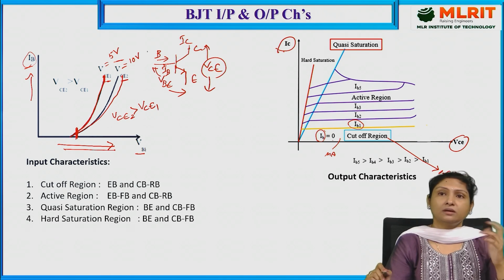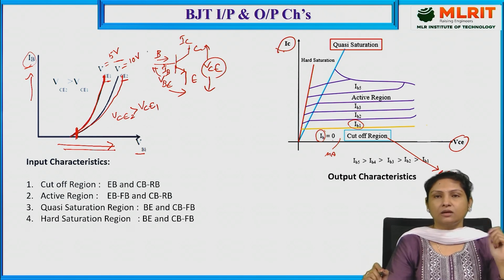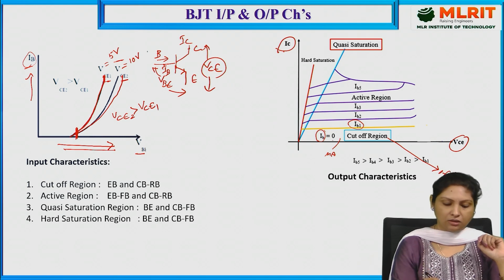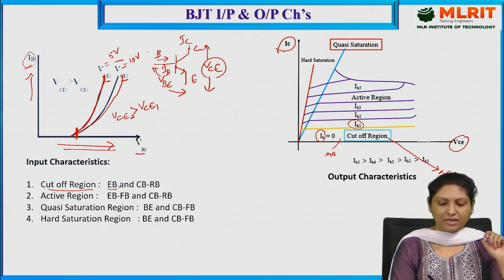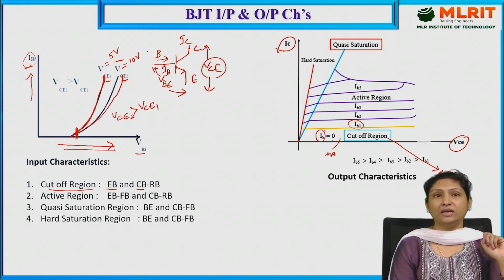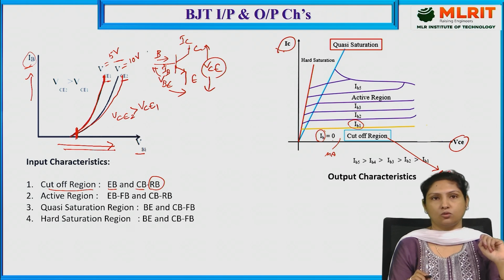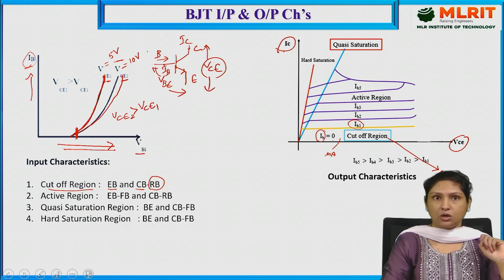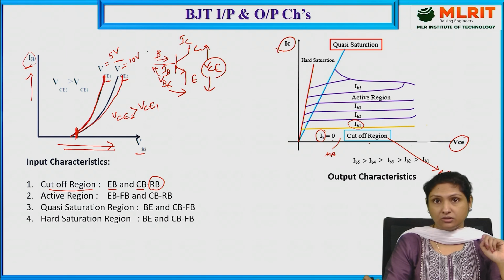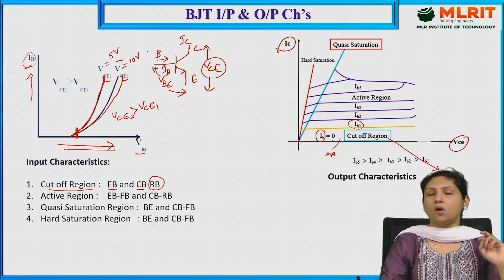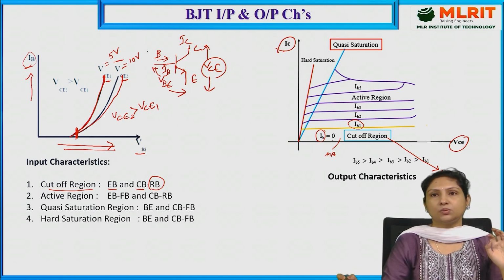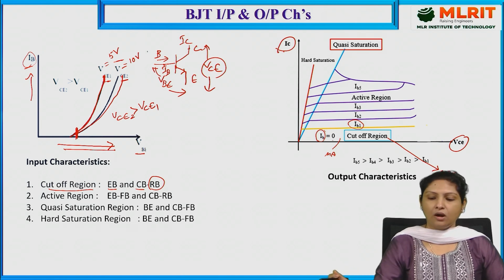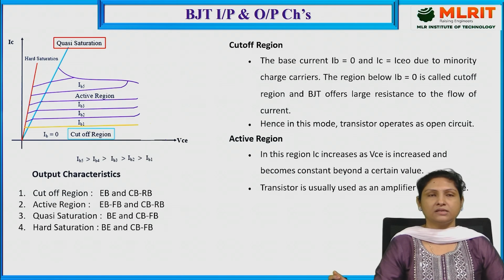Okay, what is the condition? How can we achieve this cutoff region? We have a condition which is to be satisfied. During the cutoff region, the emitter to base as well as the collector to base region need to be operated in the reverse biased mode, such that we can achieve this cutoff region where IB is equal to 0. In that case, output current is also 0 and it will be operated in the cutoff region where the BJT acts as an off switch. And then we have other modes as well. Let us see each in detail.